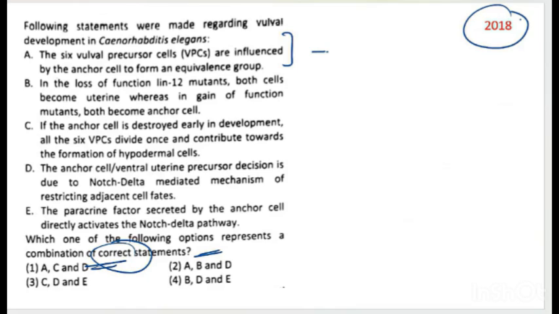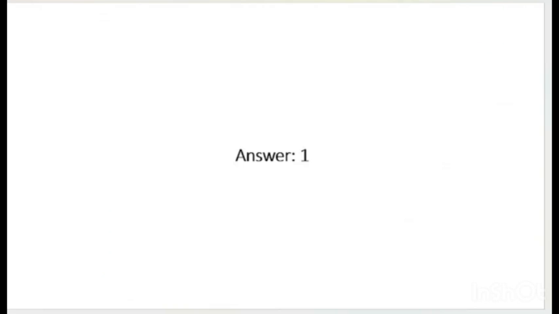Then if the anchor cell is destroyed in the early development, all six divide once and contribute towards the formation of hypodermal cells. Then the anchor cell or the ventral uterine precursor decision is due to the Notch delta mediated mechanism of restricting the adjacent cell fates. Then paracrine factor secreted by the anchor cells directly activates the Notch delta pathway. So A to E, five statements are given to you, and you had to find out the correct answer. What should be the correct answer over here? We have to find out the combination of correct statements.